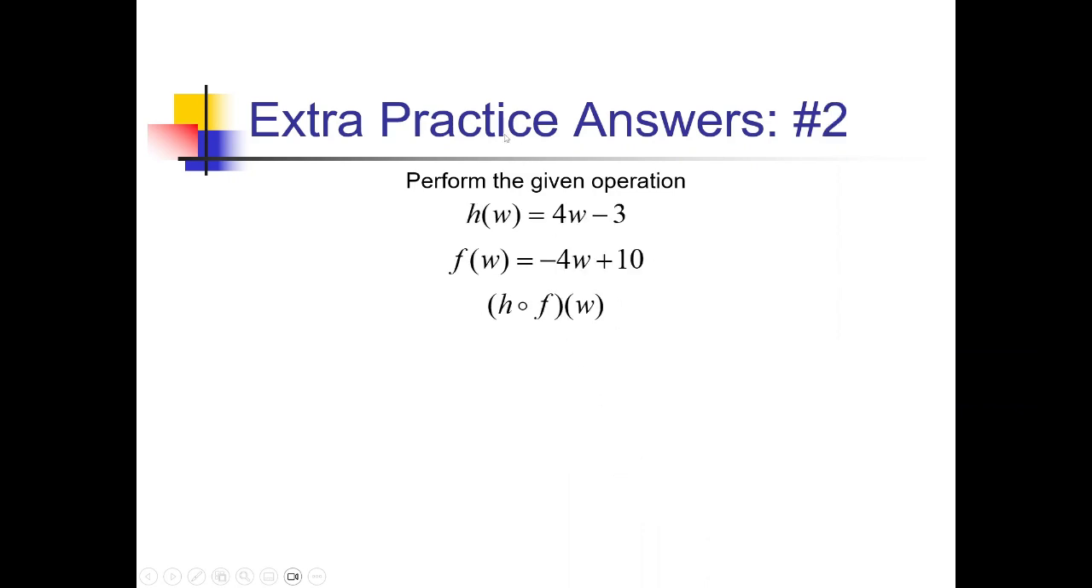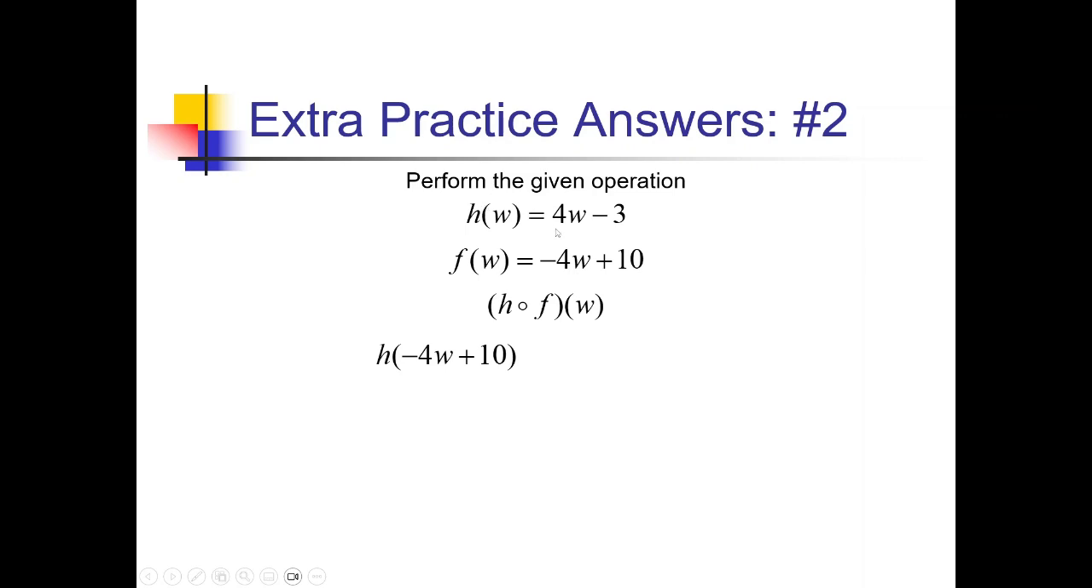For number 2, we have the h and f functions, and we're doing h composition, not multiplication, composition of f of w. Since I'm just plugging w in here, I'm basically just doing h of f. So I'm doing h of negative 4w plus 10, which means I'm going to take negative 4w plus 10 and replace that in the w that's in the h function.